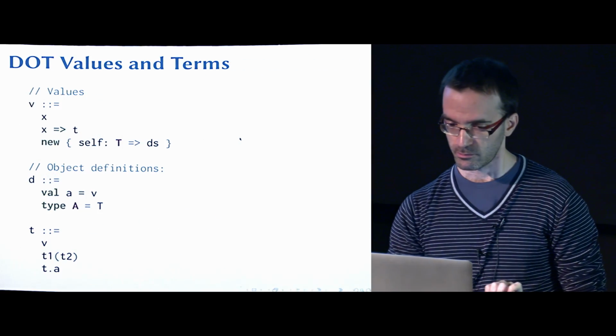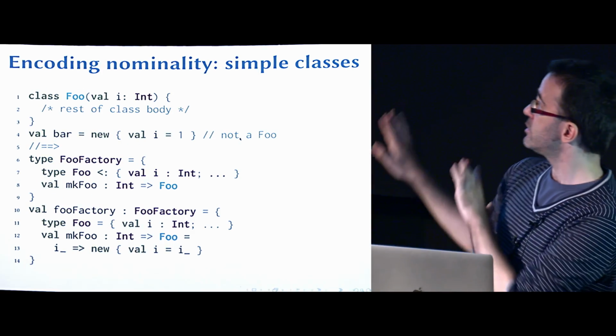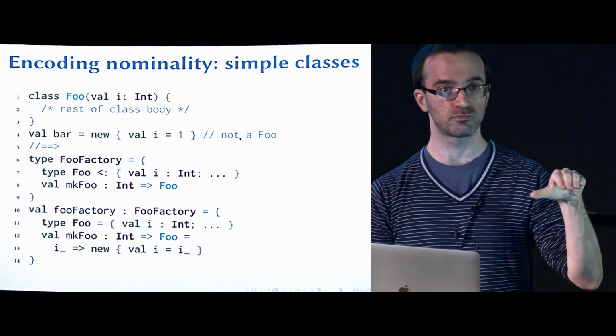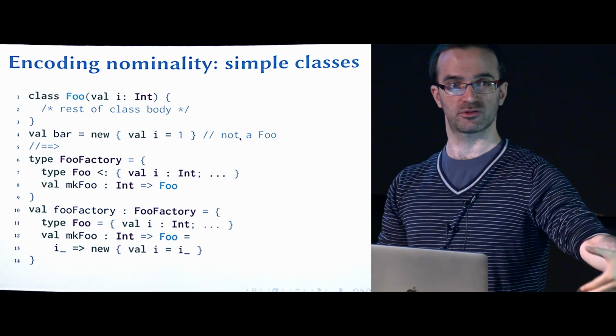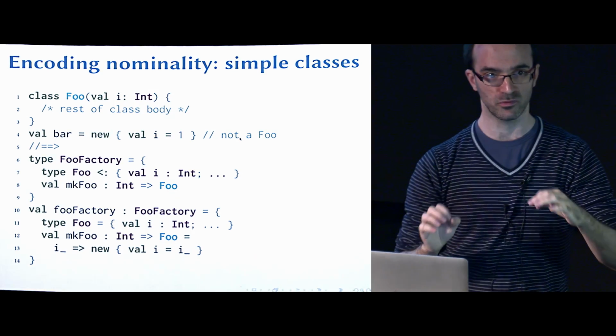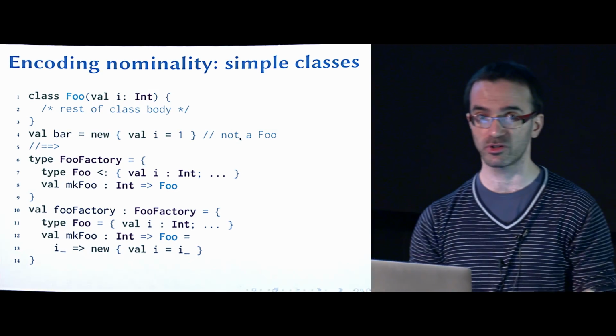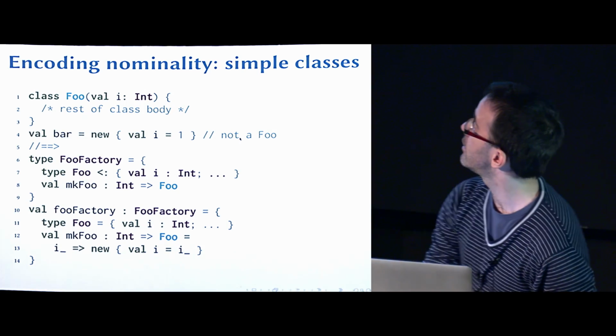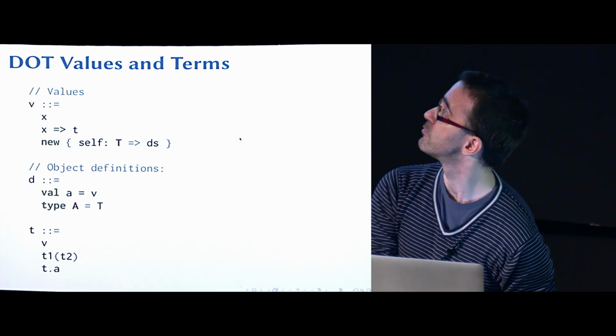So this is the last of the examples I'm going to show. Now we've seen examples of how it is to write programs in DOT. I'm going to show the actual syntax, the actual grammar of DOT programs. And it is very small.